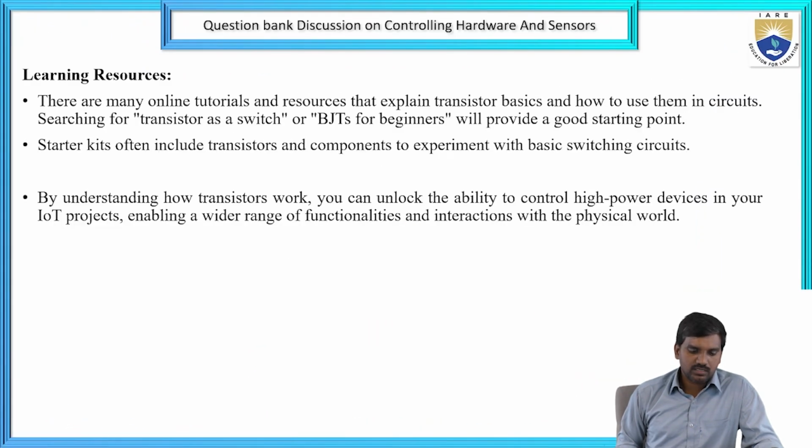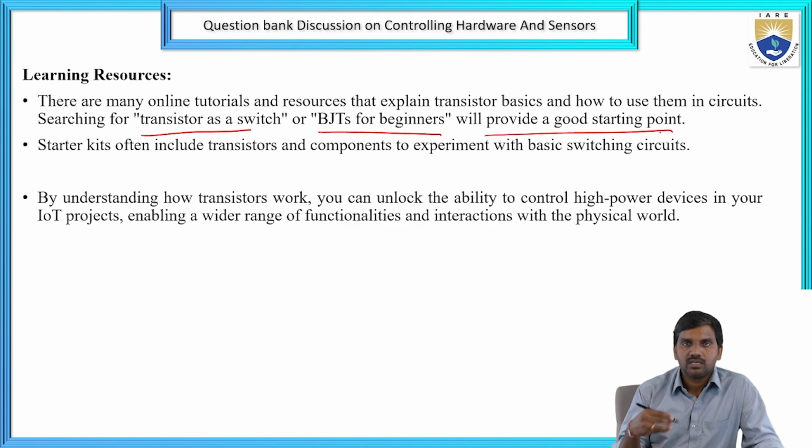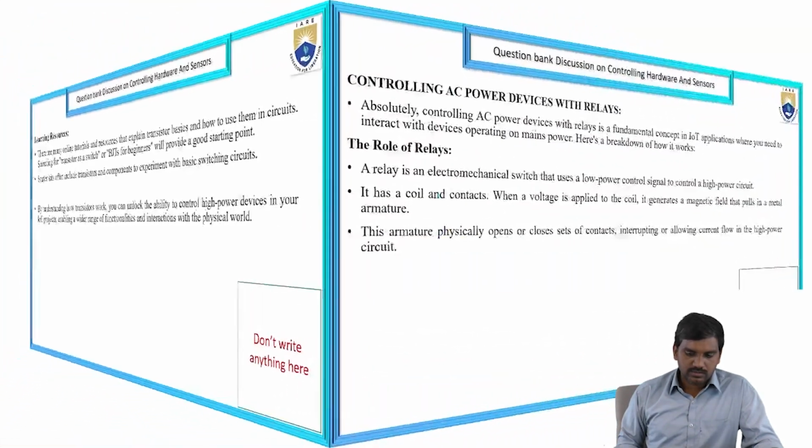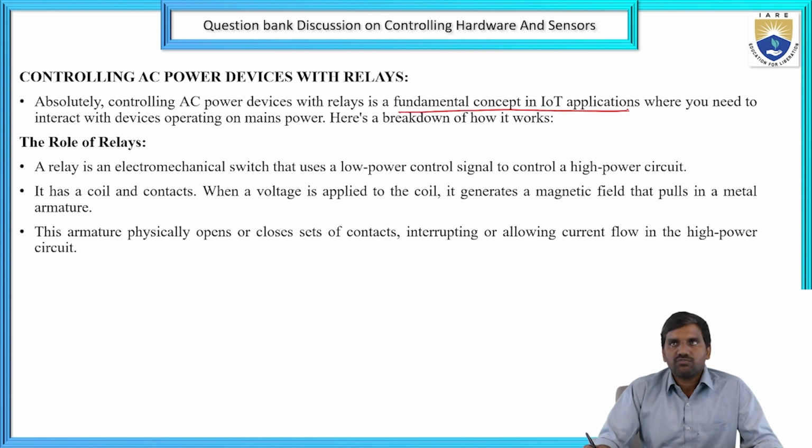Next, limited learning resources here. Just you can type transistor as a switch or BJT for beginners. It will provide everything for us online. And last but one, controlling AC powered devices with relays also. The relay is nothing but controlling AC powered devices with relays, a fundamental concept in IoT applications where you need to interact with devices operating on mains power.